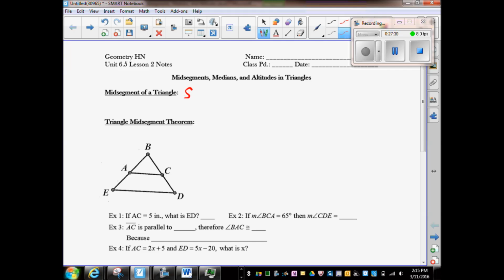So a segment that joins the midpoints of two sides of a triangle.